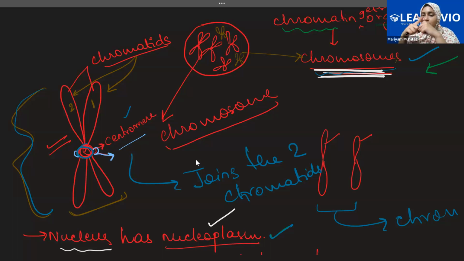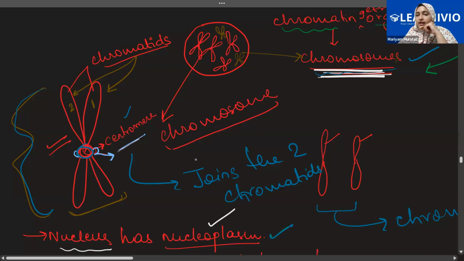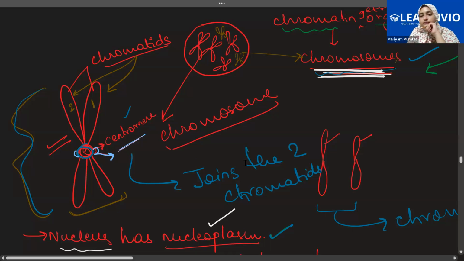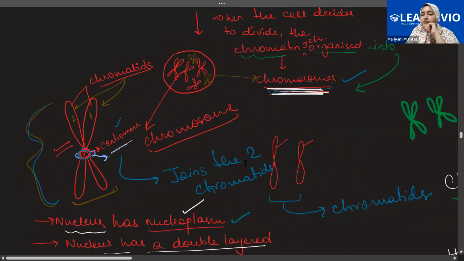And the point of their contact, this point where they are getting attached, is because of the centromere. So every single chromosome is made up of two chromatids joined together at the center with the help of the centromere. It is a circular structure that joins the two chromatids. Clear? Any doubts up until now, students?